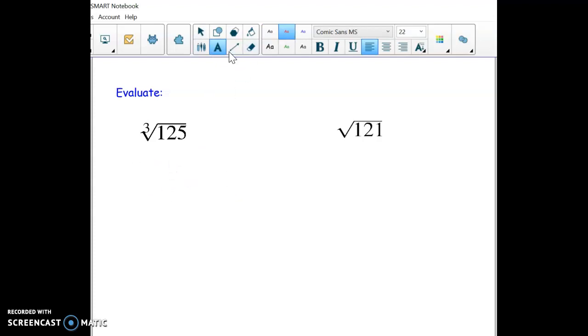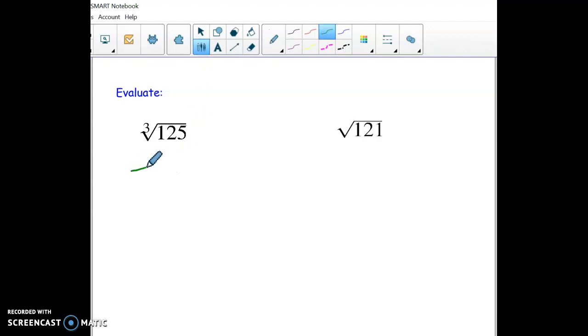This is a third root, which always has one answer. So it's number times itself that gives us 125. And so here we just have an answer of 5. It's not plus or minus, it's just 5. Okay, next one is an even index because the root is 2. If nothing's written there, it's 2, and it's even and positive, so this will have 2 answers, plus or minus 11.